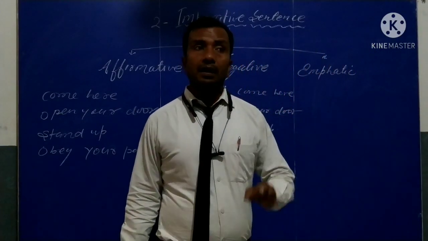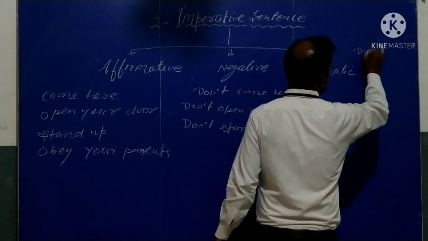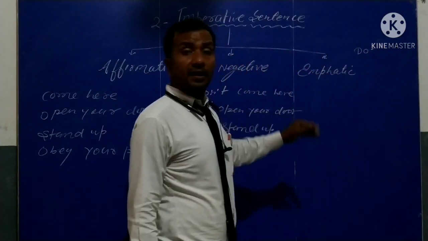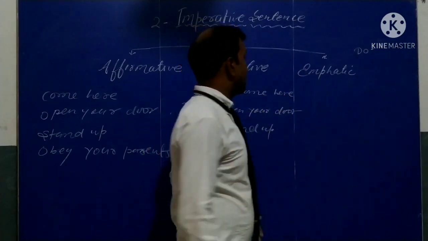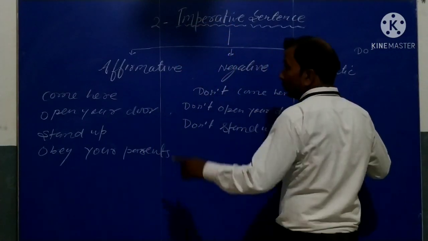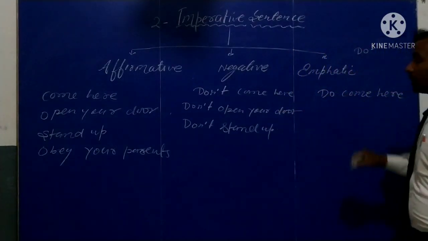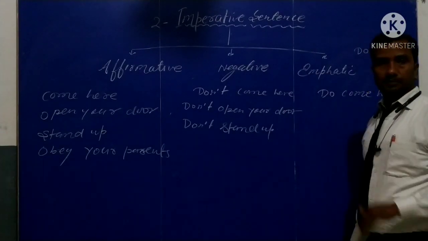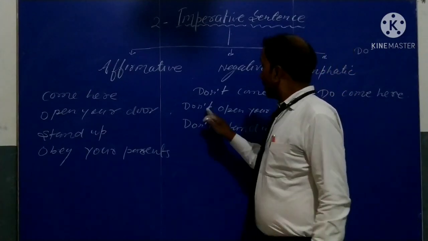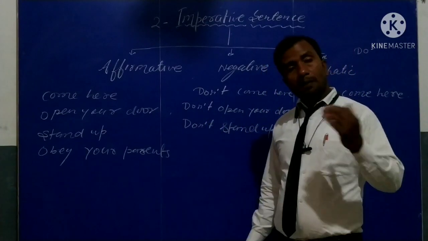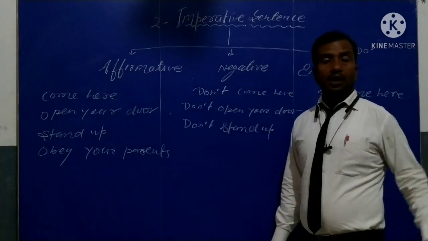Now the thing is emphatic. How can we make imperative sentences into emphatic sentences? So student, you just have to write do only in front of the sentence. Like do come here. That means इसका मतलब क्या हुआ? अंदर आप जरूर आइए. The sentence come here says आप यहाँ आइए. Don't come here, आप यहाँ मत आइए. Do come here, that means आप यहाँ जरूर आइए.